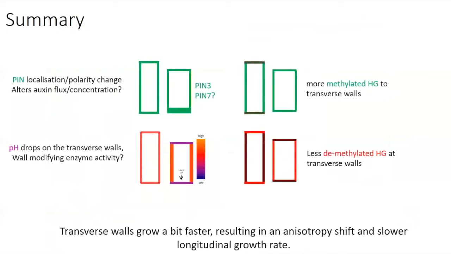We think that there's this change in polar transport of auxin that changes the pH. We think that's doing something, probably to PMEs and PMEIs on those transverse walls. We also have some hints that xyloglucan structure is changing a little bit on these walls as well, and it could be activating other enzymes like expansins, which we know are canonically activated by changes in pH. But the net result is we think these transverse walls in the sucrose condition are growing a little bit faster than they normally would, which gives you this slightly slower growing hypocotyl. It's getting a little bit fatter.